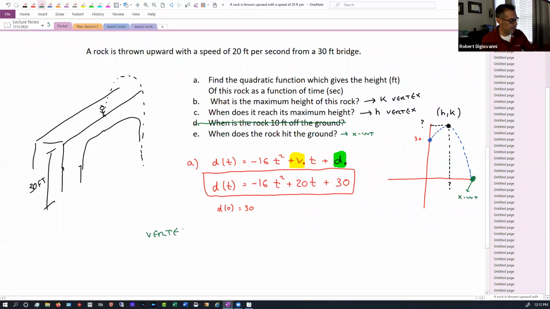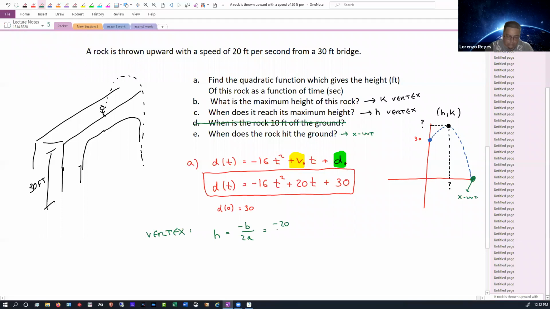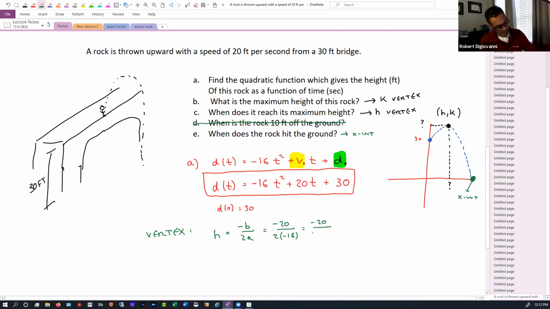Now, when we get the vertex, we have to start with H, don't we? Even though the question is asking for K first, we actually need H. We have to get H before we can get K. So what will H be for us? The formula is negative B over 2A. So for us, what's negative B? Oh, the 20? Negative 20 over 2 times A. What's A? Negative 16. Right? So we're going to negative 20 over negative 32.